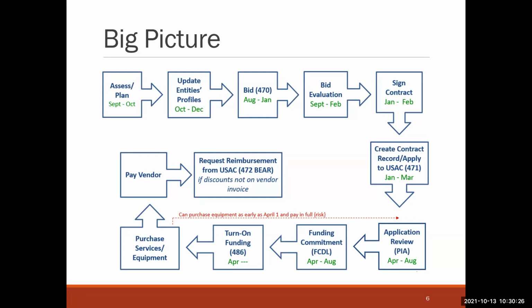If you need the equipment, even if you haven't gotten your funding approval, you're allowed to order it as early as April 1, but you're not going to have your funding approval when you place the order. That means you're going to have to pay for it in full and await receipt of your funding approval letter before you can get your reimbursement. So that's the big picture from a process standpoint.